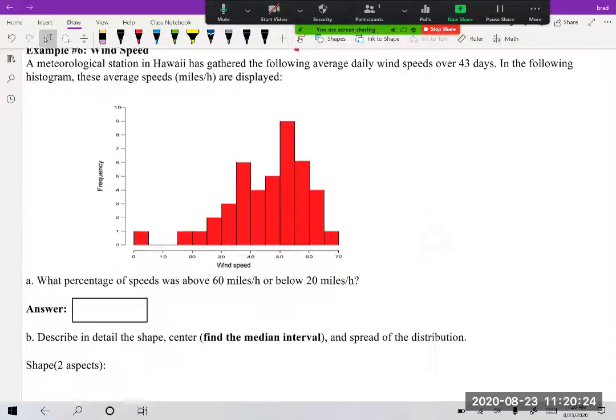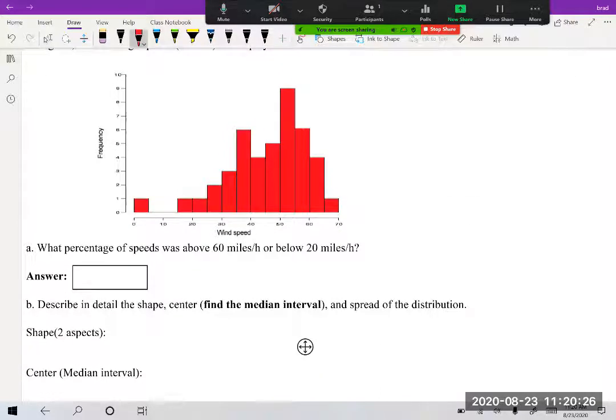So it says, what percentage of speeds was above 60 miles per hour or below 20 miles per hour? So let's see, above 60. Well, that would be these guys, right? So how many were above 60? So let's count. If we look over here, that's a 4. And if we look over here, that's a 1. Okay. So we know this category right here from 60 to 70 had 4 and 1. So we're going to say 4 plus 1, which is 5.